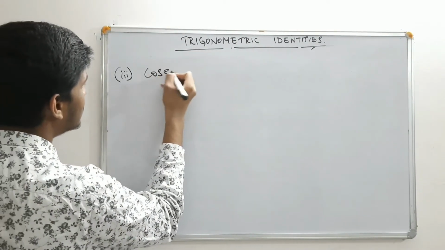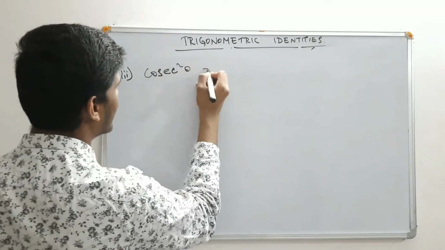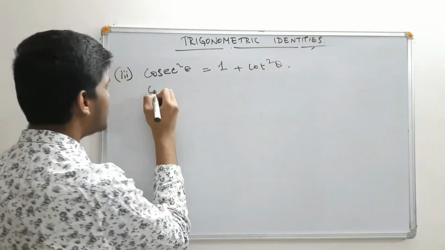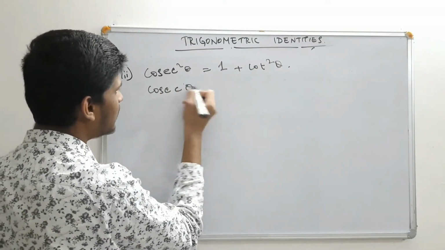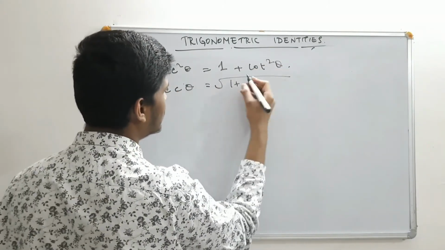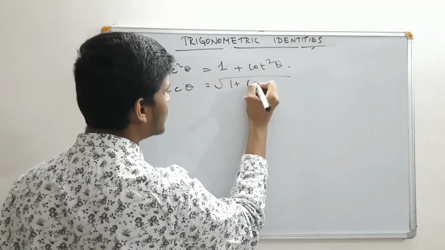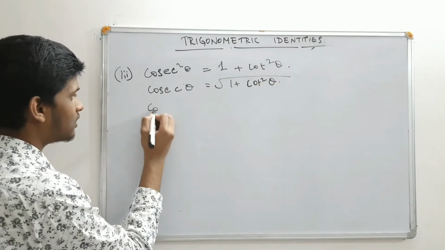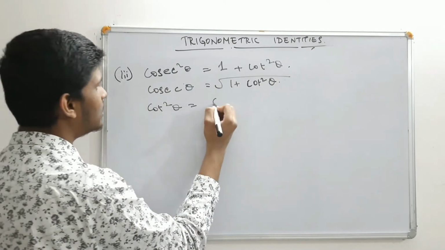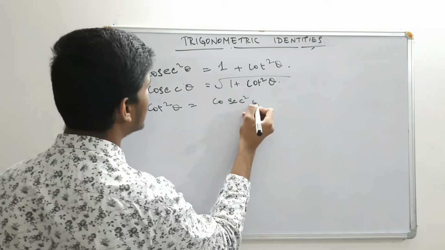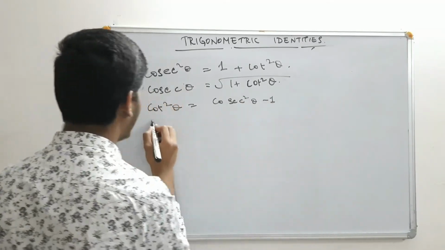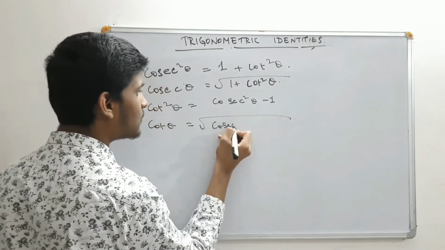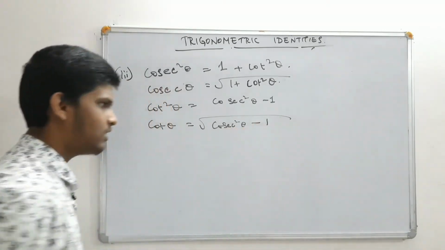That is cosecant square theta is equal to 1 plus cot square theta. If you want only cosecant theta, you can write the square root of 1 plus cot square theta. And next, if you want cot square theta, that is cosecant square theta minus 1. And if you want only cot theta, that is the square root of cosecant square theta minus 1.